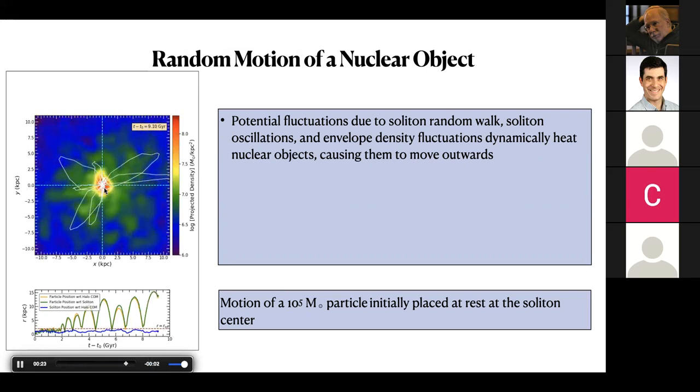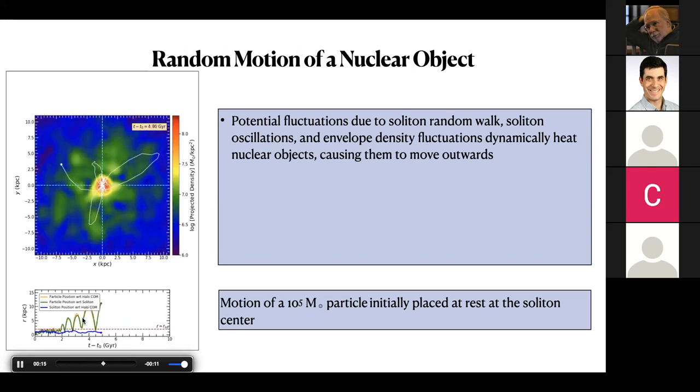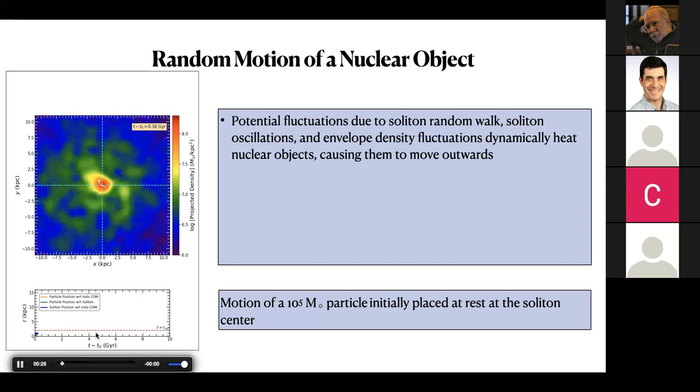And that is what is shown in this movie. In this particular case, I'm showing the motion of a 10⁵ solar mass particle, which is placed at the center of the soliton, and then it just keeps moving out over time. Below, what is shown is the motion of this particle with respect to the halo center of mass and with respect to the soliton center. They're not exactly the same because the soliton is moving around with respect to the halo center of mass. And that reference motion, the motion of the soliton with respect to the halo center of mass, is also plotted with this blue line.